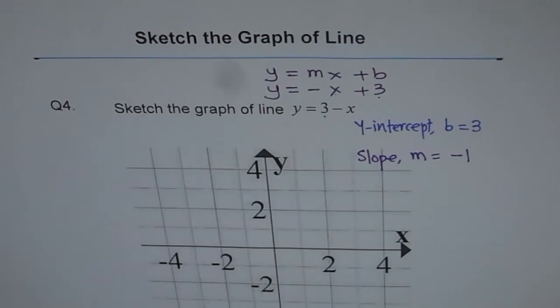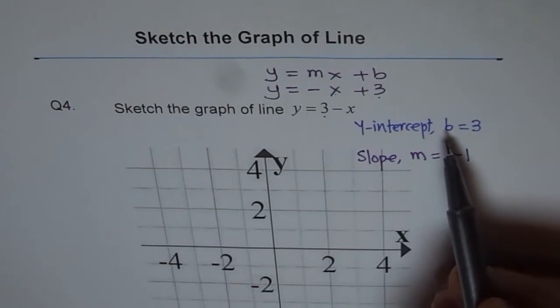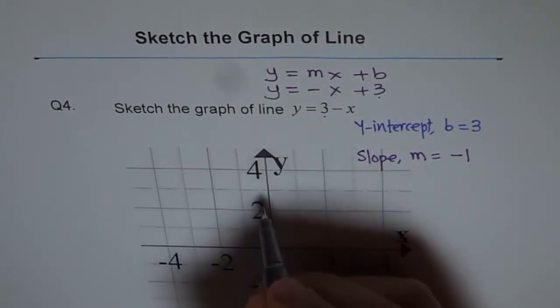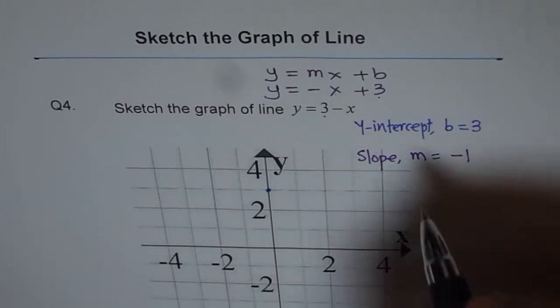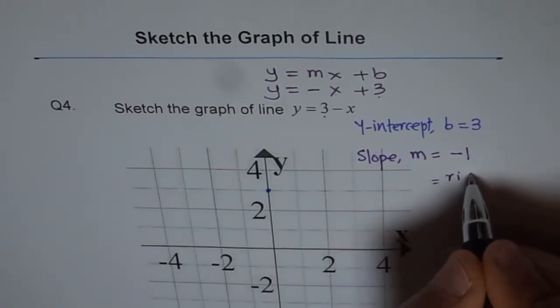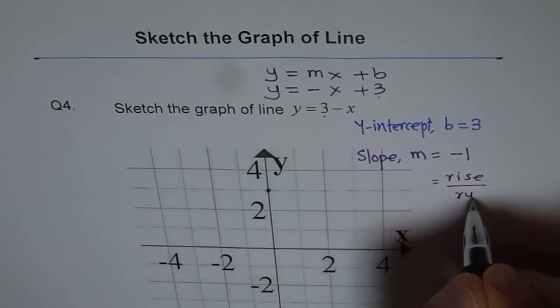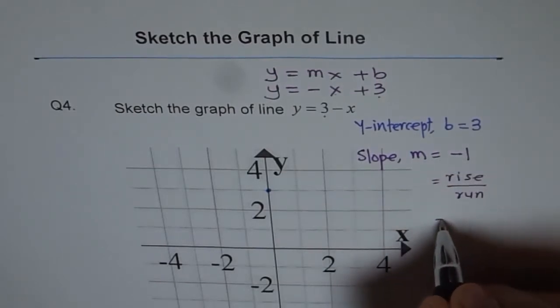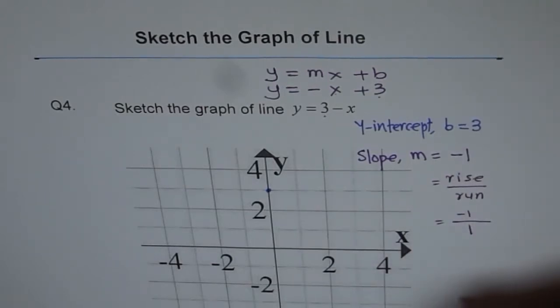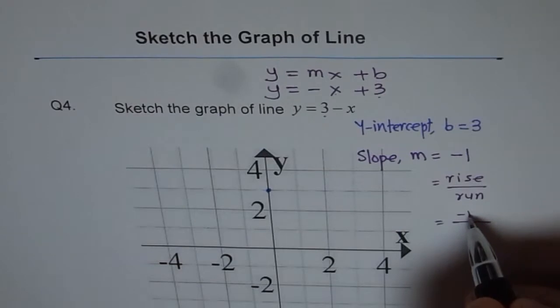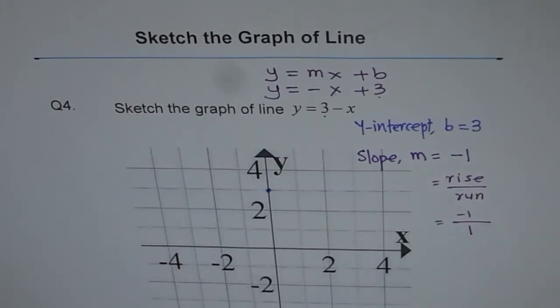Now let's plot the points. Now we get y-intercept of b equals 3. So where is 3 on the graph? There you are. So that is 3, the y-intercept. And slope of minus 1. Minus 1, that means rise over run, correct? Well, we do understand that rise is minus 1, but what is run? If nothing is written, it has to be 1, correct? So rise over run is minus 1 is the rise, and run is just the number 1.